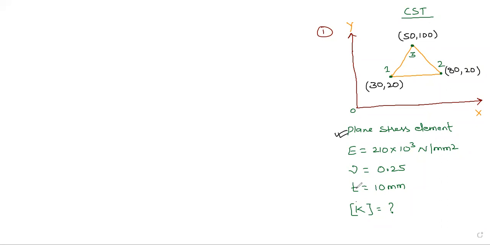So we need to find the K matrix, and we know for a stiffness matrix of CST element, the K matrix can be written as B transpose into D into B matrix into area into thickness. So thickness is given, area we need to find.